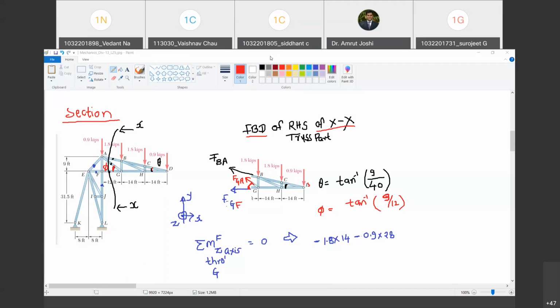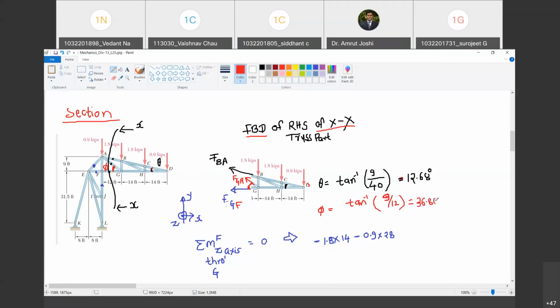So how much is the angle? 12.68. So this angle turns out to be 12.68 degree. Are you with me? Yes, sir. Okay. And how much is phi? Phi is this angle. It is tan inverse of 9 by 12. And how much is tan inverse of 9 by 12? Sir, it's 36.86.